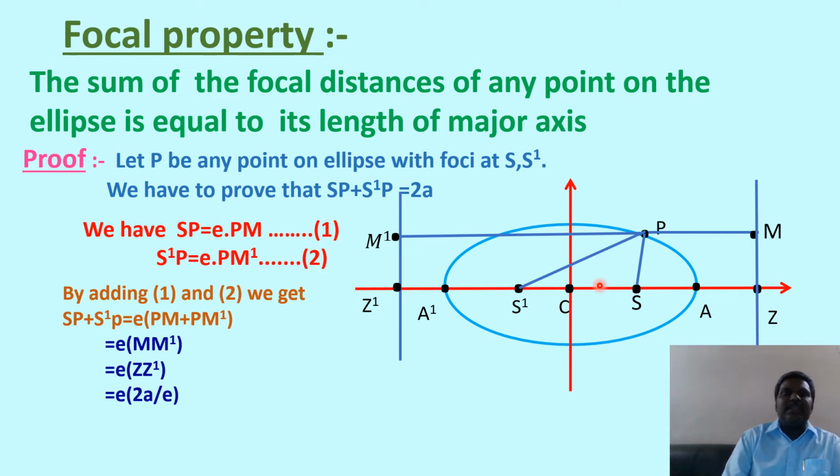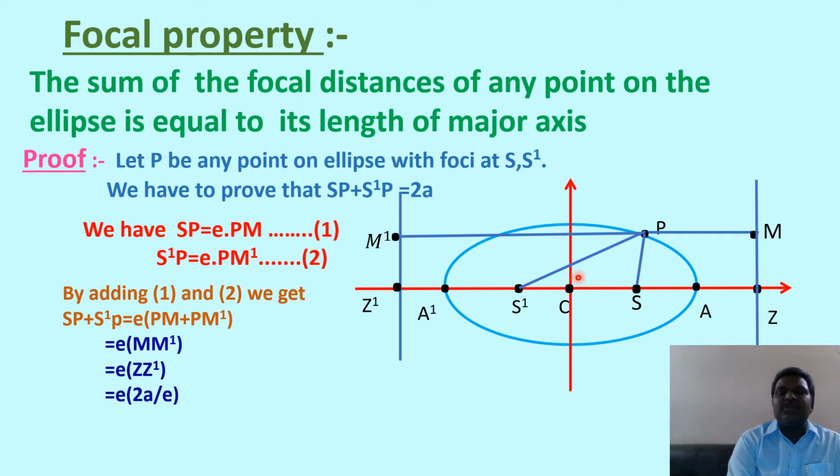What is ZZ dash? This is nothing but 2 times of CZ, since C is the midpoint of ZZ dash. Therefore that is 2 times of CZ. What is CZ? The distance from the center to the directrix. What is the equation of the directrix in the standard form? X equal to a by e.